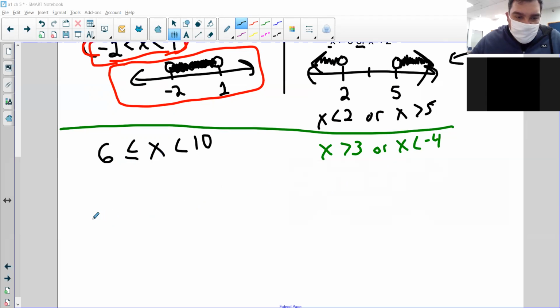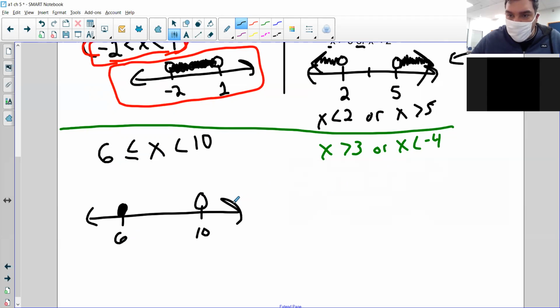So it's bigger than 6 and smaller than 10. At 6, it's going to be a solid circle because it's less than or equal to. At 10, it's going to be an open circle. So between 6 and 10 should be filled in, which is x. Because x is less than 10, it should be going this way. And x is bigger than 6, so it should be going this way. And they intersect at the middle. Wait, never mind. I realized my mistake.